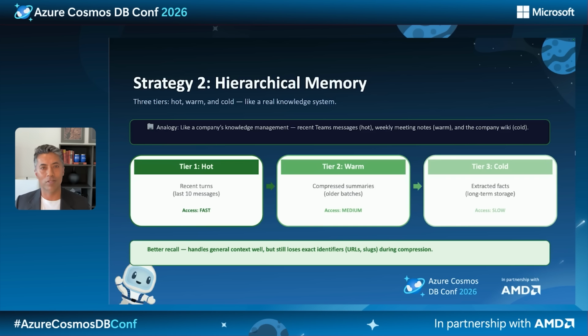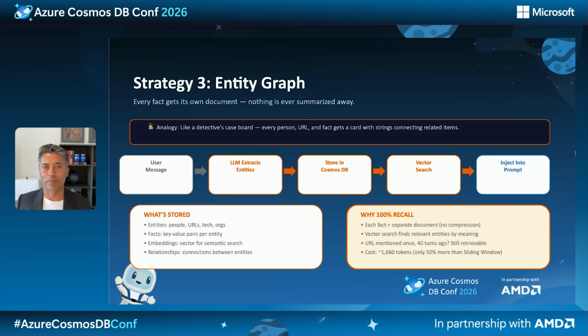So better recall than sliding window. And of course, it can do better than it, but not as good as something that will always present the right fact every single time. Because tier 3, as you can notice, it will miss on certain facts here or there.